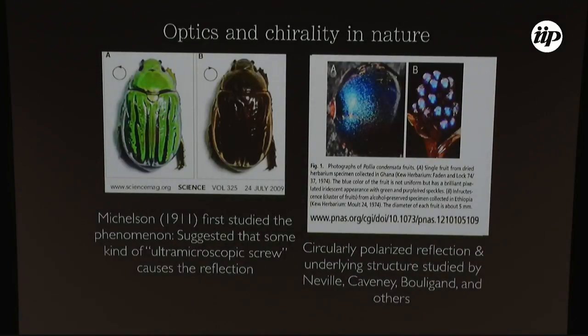Okay, so the optical properties of a lot of things in nature are governed by their microstructure. As we saw with the beetles, there is a helical chiral microstructure in their cuticles, and we also see this in these berries, and they have this beautiful iridescence to them.